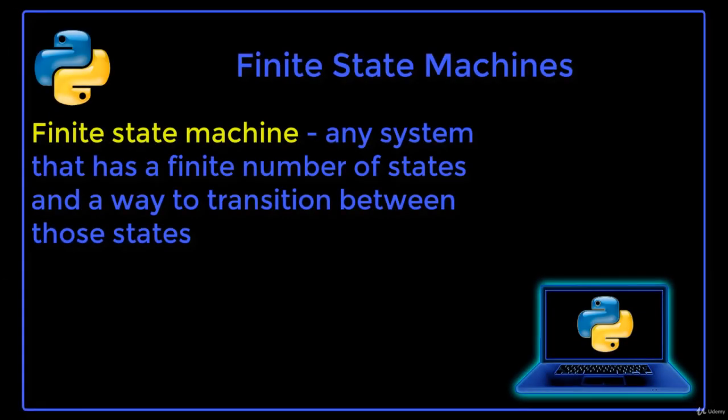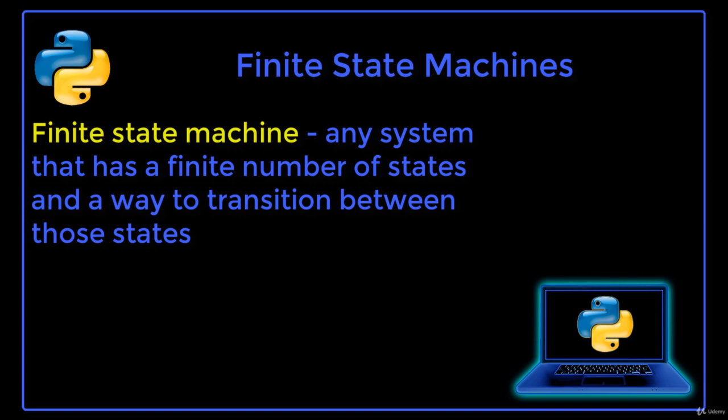In this lecture, we will learn about finite state machines in the Panda 3D game engine. A finite state machine is a computer science concept that means any system which has a finite number of states, and a way to transition between those states. Later in this section, we will build a 3D Sonic the Hedgehog game using Panda 3D and Python code.